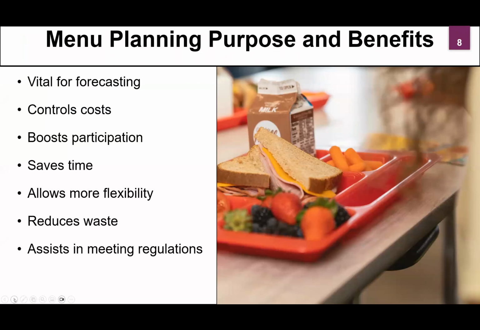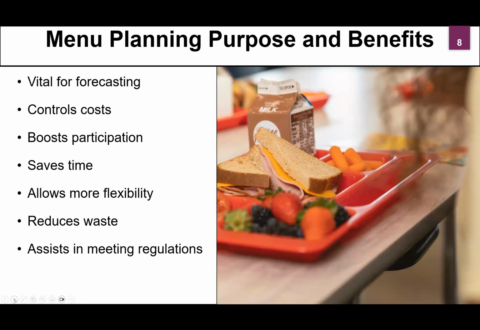So again, the purpose and benefits of our menu planning is it's vital for our forecasting. We have to have a menu first to know what we need to forecast for. Also, it helps control our costs. It increases your participation, right? So if your kids know what's going to be on the menu is items they enjoy, they like to have, they know we're going to have Taco Tuesday and pizza every Friday. They get used to those menu cycles. It saves time. It allows more flexibility.